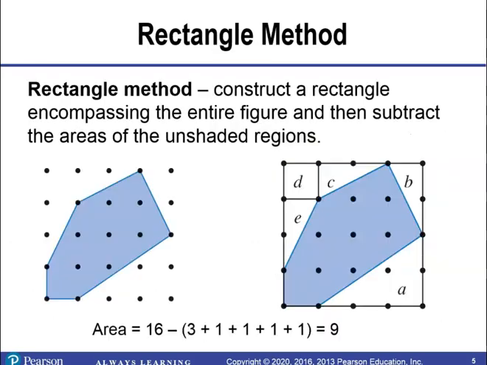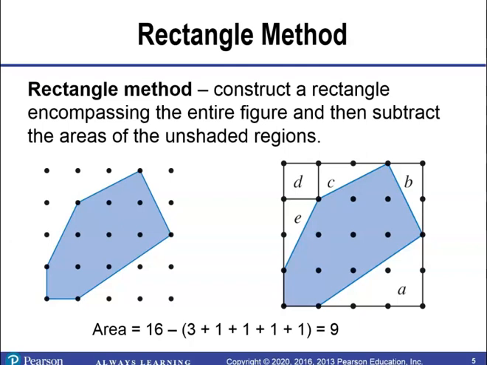All right, so the rectangle method is construct a rectangle encompassing the entire figure and then subtract the areas of the unshaded region. So that's a thought. So I went ahead and put the answer here because this was not totally clear to me, the way that they set this up. I think they're looking at this as like an approximation and not an exact area. And you see if you agree with me.